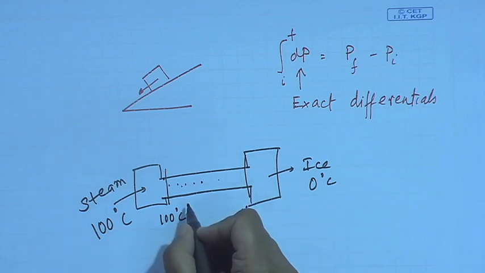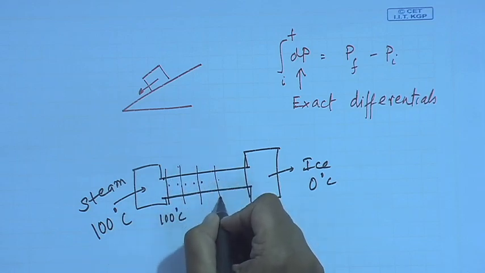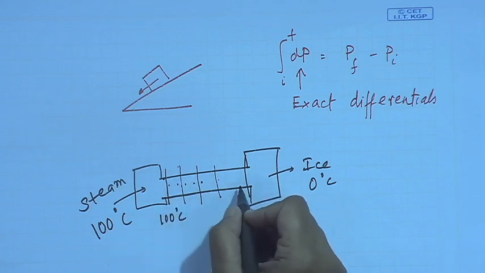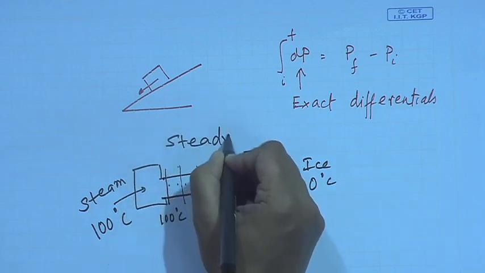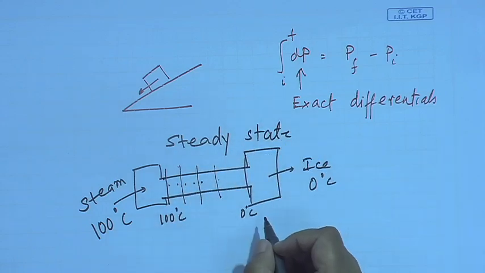So after some time, when you put a thermometer at different locations, you record the same temperature at each location over time, but this temperature is not the same for different locations; it varies with position. The rod under this condition is said to be at steady state.